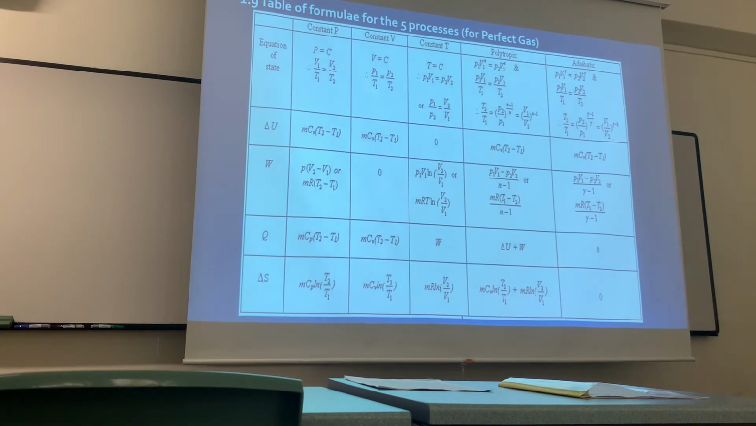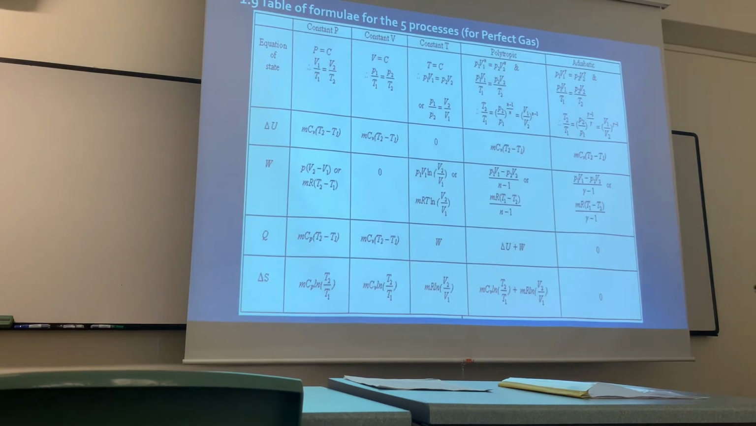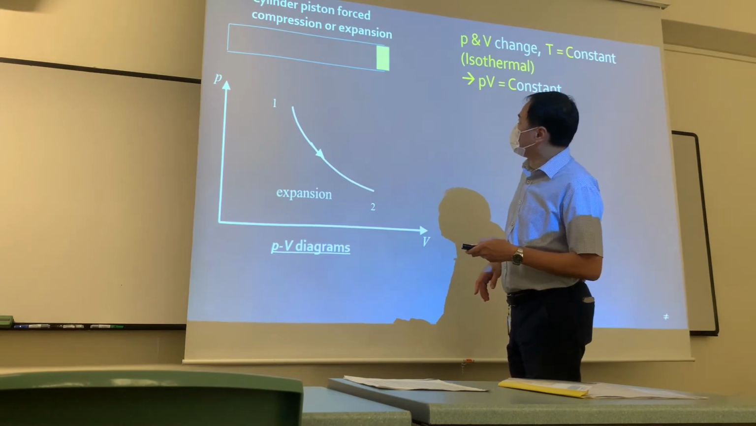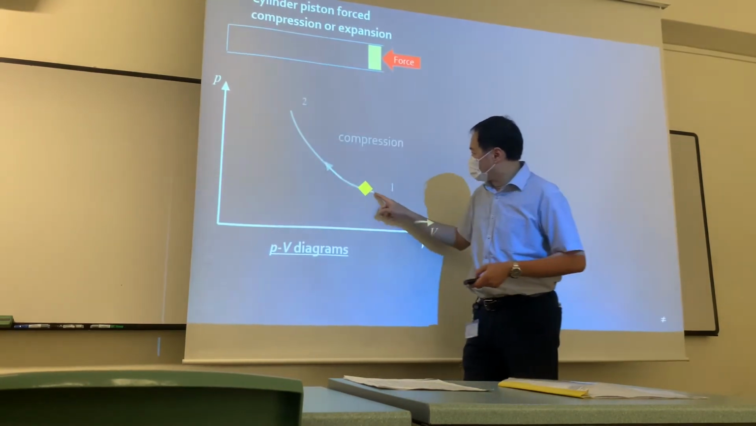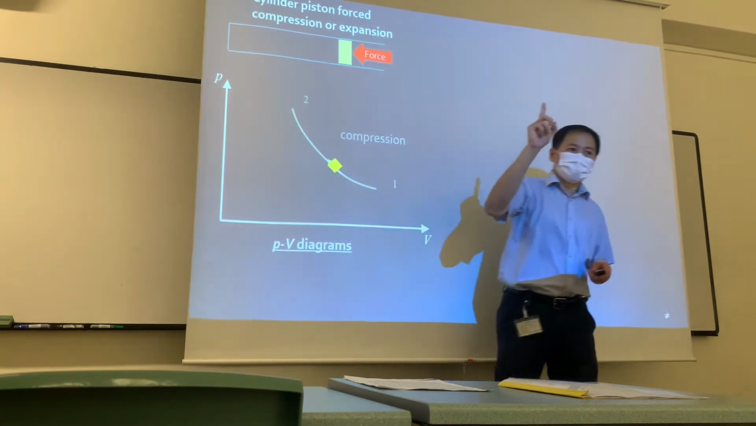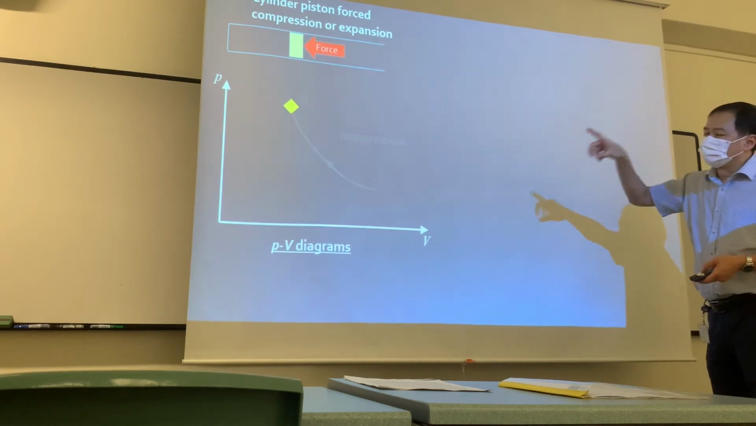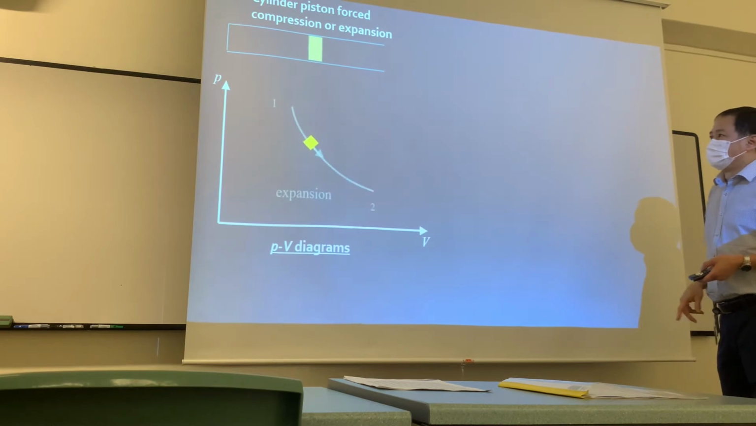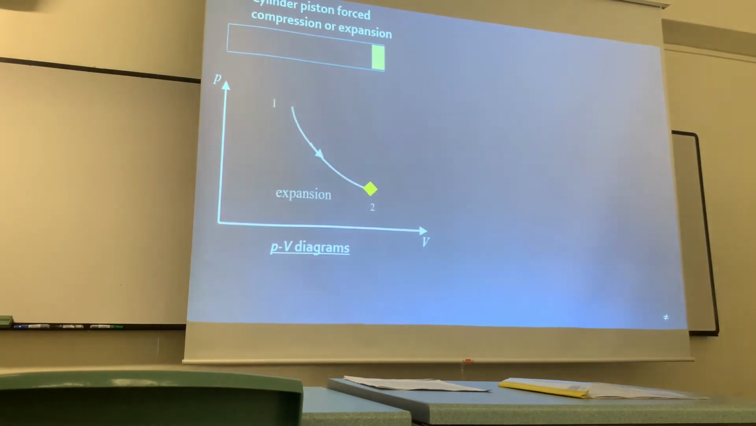You must first of all identify the process you are looking at. Process means what? For example, in this case, this is a compression process. From 1 to 2 is one process. Let's say this is polytropic, then you look at polytropic. If this is adiabatic, look at adiabatic. Now you have this expansion, which is another process. This is one single process.